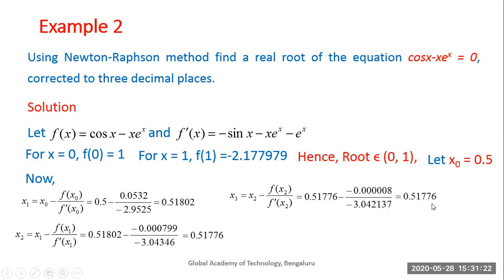So x2 and x3 are matching. Actually, we want it corrected to 3 decimal places. Here, all the 5 decimal places are the same. So we stop at this point. So x3 will be the required root. The required root is approximately 0.51776.